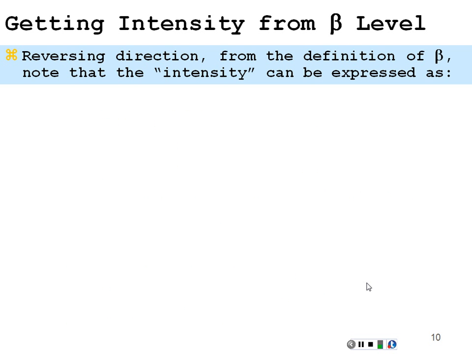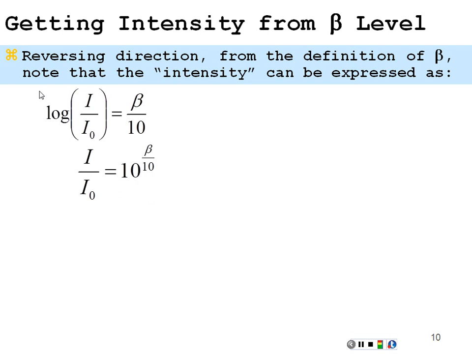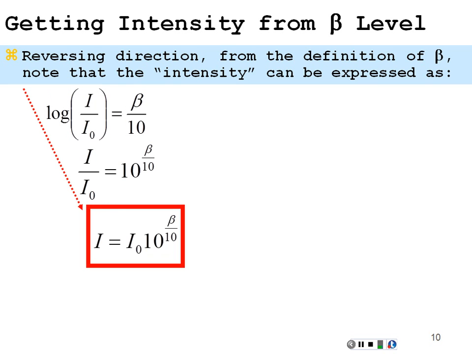Reversing direction from the definition of intensity level, beta, note that we can get intensity as well. In other words, if I start from the definition of intensity level, multiply or divide both sides by 10, I get this expression. And then to reverse the log base 10 logarithm, I'm going to raise both sides of the equals to the power of 10. That's going to be reverse operations of 10 to the log on the left-hand side, so they cancel out. And then on the right-hand side, I'm going to have 10 to the beta divided by 10. Multiply both sides by I naught, and I have that my intensity is equal to I naught 10 to the beta divided by 10.